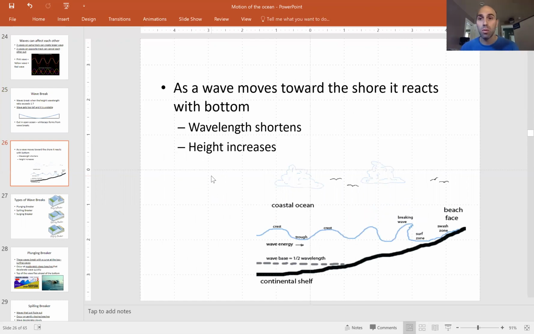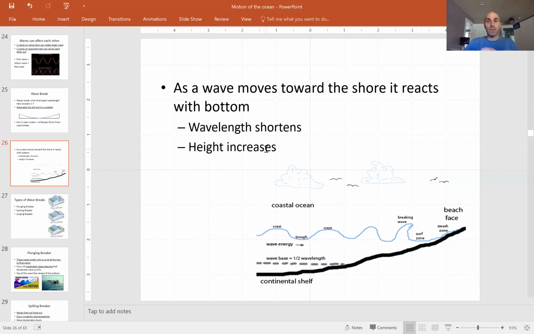As a wave moves towards the shore, it reacts with the bottom. So we constantly have this moving motion. And finally, when that wave begins to hit the bottom of the shore, it disrupts itself. That's when it begins to curl over. As a wavelength moves towards the shore, it reacts with the bottom. The wavelength shortens and the height increases. Now the wavelength gets bunched up, right?